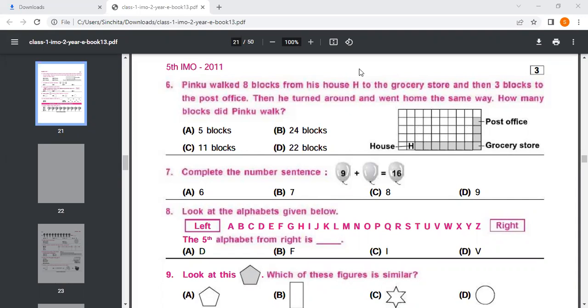Explain your answer better. The alphabet given below. The fifth alphabet from the right is the... On the right side, there is first is Z.